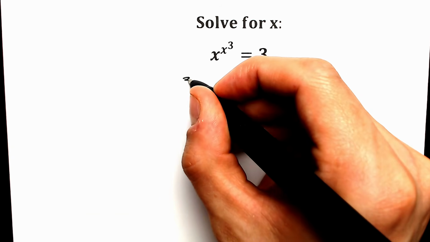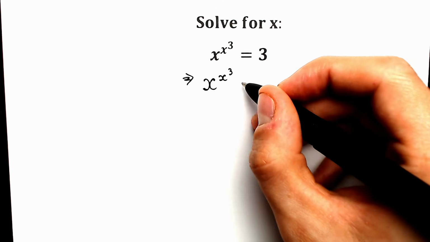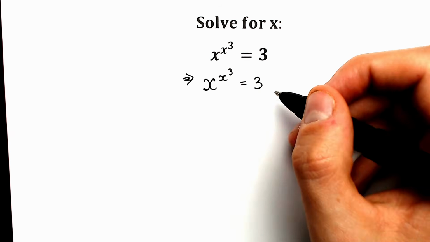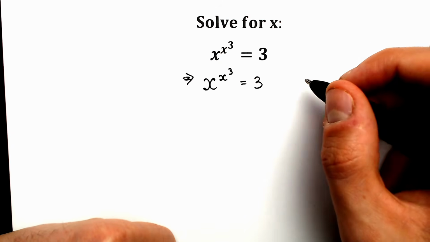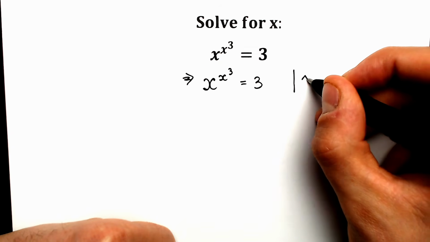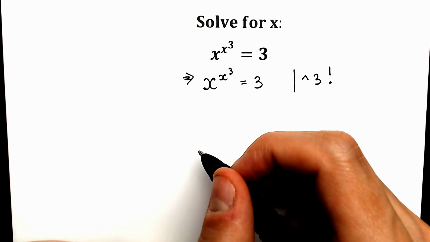First of all, let's rewrite this expression. So x to the power 3 is equal to 3. There are a lot of ways we can solve this question. My way, I use this really important trick. I just raise both sides to the power 3. So let's start with this really tricky move. Let's raise both sides to the power 3.